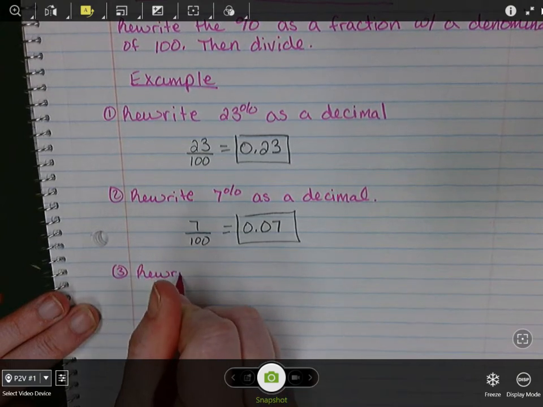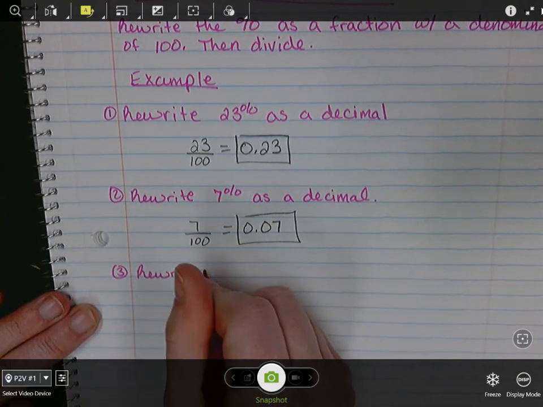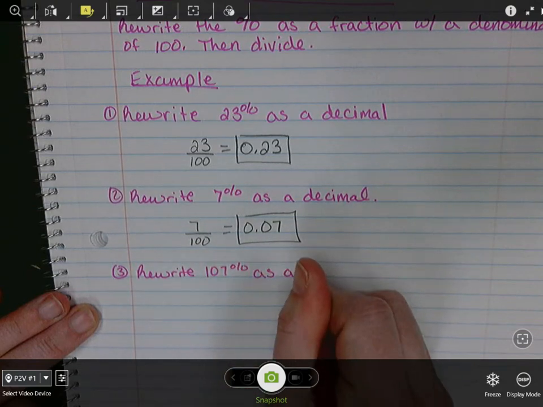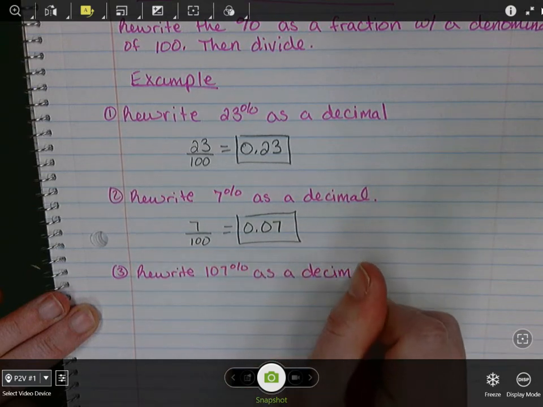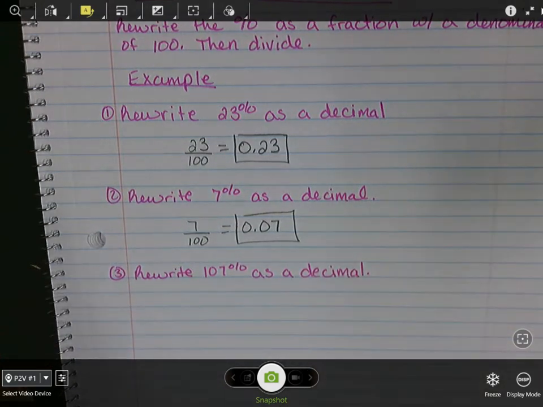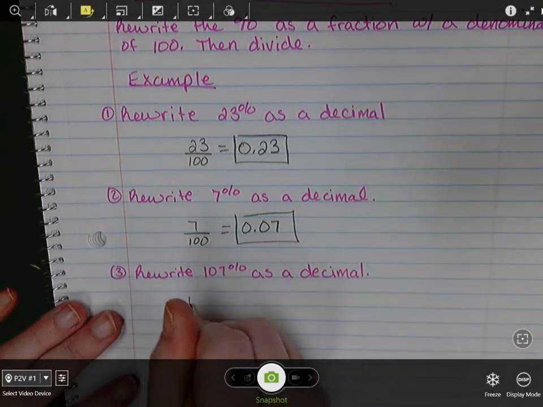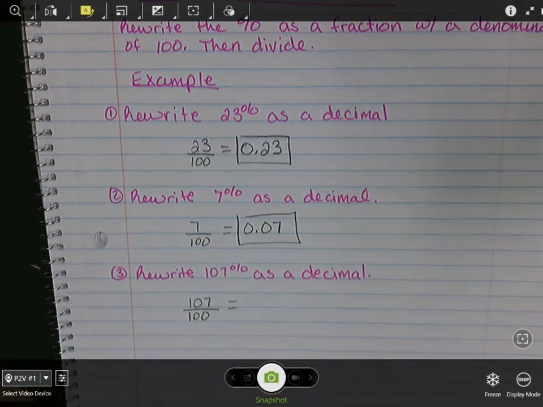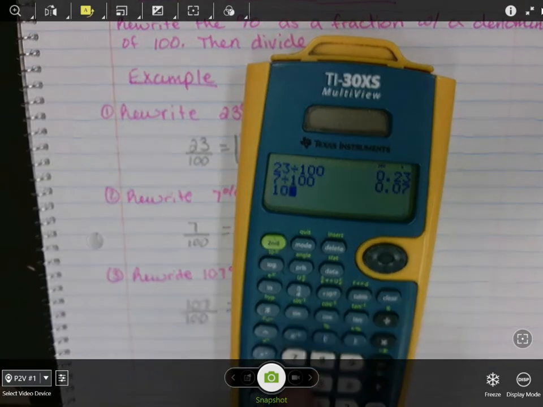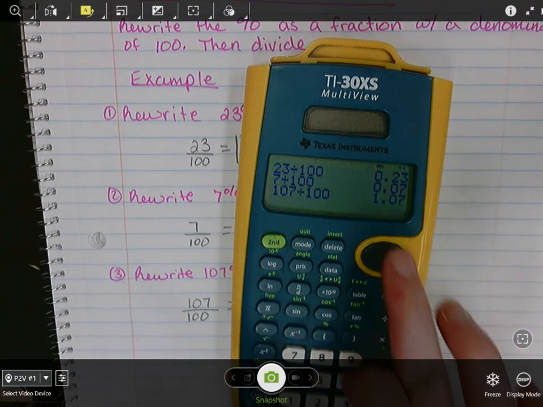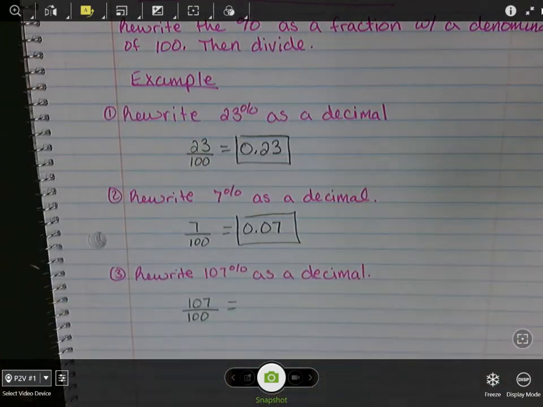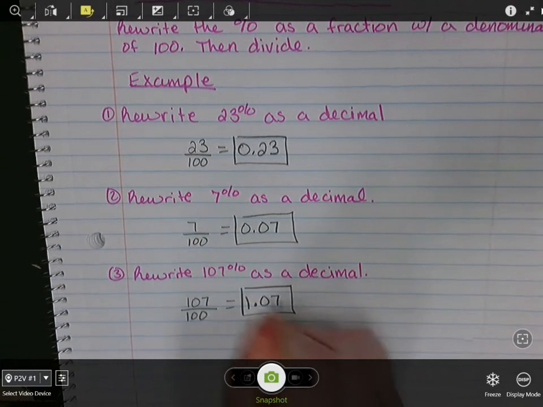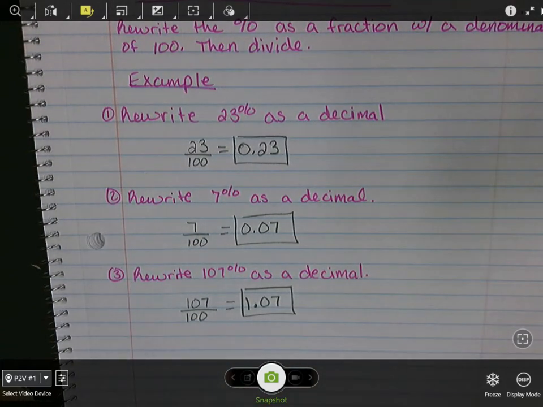Rewrite 107% as a decimal. Okay, so you do 107 over 100. Type it in your calculator. 1.07. So 1 7/100. And that's how you rewrite a percent as a decimal.